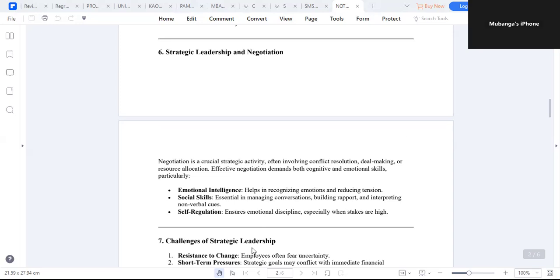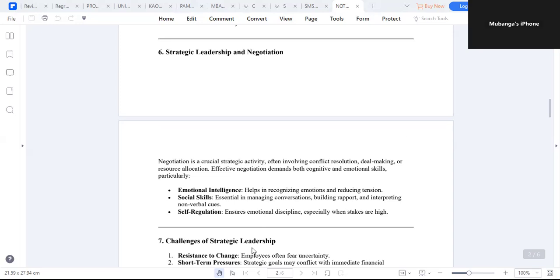negotiations. So there are five key abilities that they should rely on. One of which we've just talked about, which is emotional intelligence, social skills, and self-regulation. So emotional intelligence here, leaders who are emotionally aware can recognize their own feelings and those of others. So this will help calm tense situations and also respond with empathy, which will lead to better outcomes.